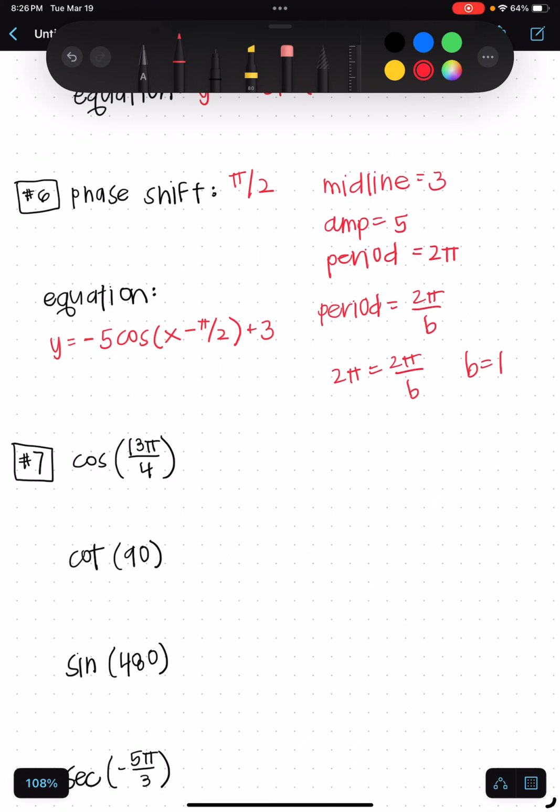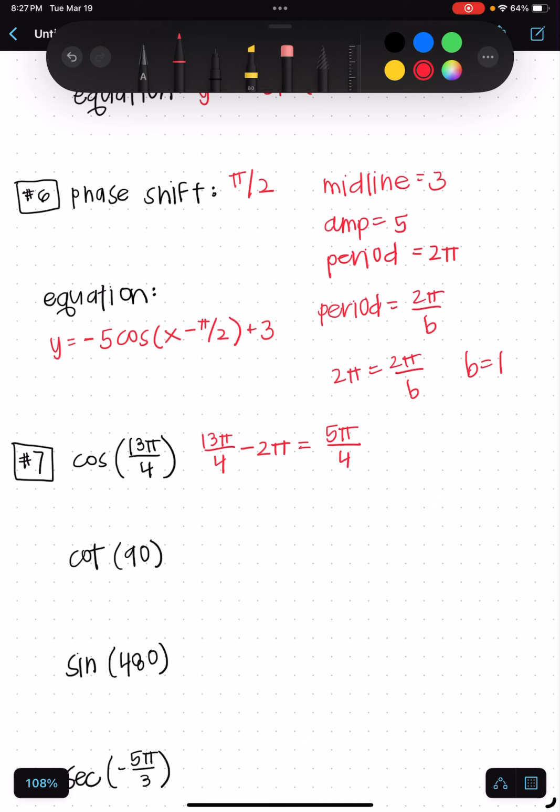13 pi over 4 is not on your unit circle. But what I can do is say 13 pi over 4 minus 2 pi. When I put that into a calculator, I'm just going to take the pi's out, so I'm going to do 13 divided by 4 minus 2. And that gives me 5 over 4, so my answer would be 5 pi over 4. I take the pi's out when I do the calculator because the pi's are just going to give you a nasty decimal. And you can just take pi's out as long as you put them back in.